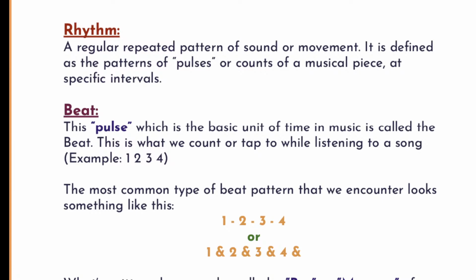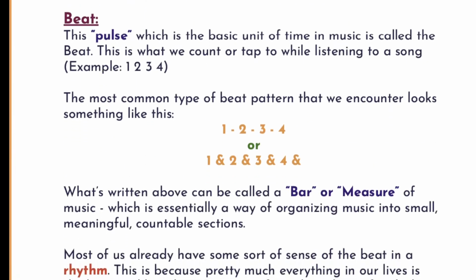And coming to what a beat is, the pulse, which is the basic unit of time in music, is called the beat. So this is what we count or tap while listening to a song. Say for example, you're listening to a song, you will find yourself maybe snapping your fingers or clapping along or nodding your head, banging, dancing, whatever it is. So you're dancing or clapping or tapping to this specific pulse, that is 1, 2, 3, 4.